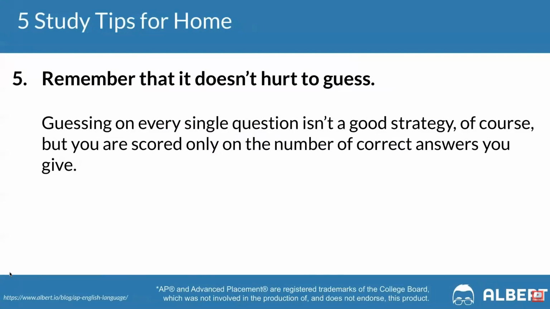Tip number 5 when it comes to AP English Language multiple choice question tips is to make sure that you put in a guess for every single question. You have to remember that you don't lose points for getting questions wrong in the multiple choice section. So it always makes sense for you to put something down so that you at least have a shot at scoring points for that particular question.